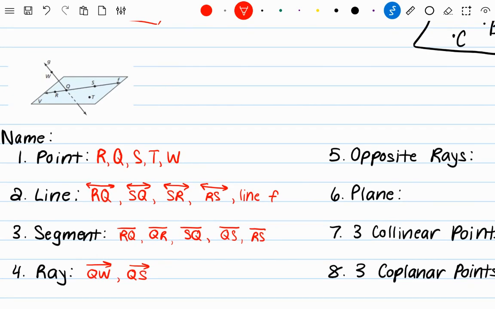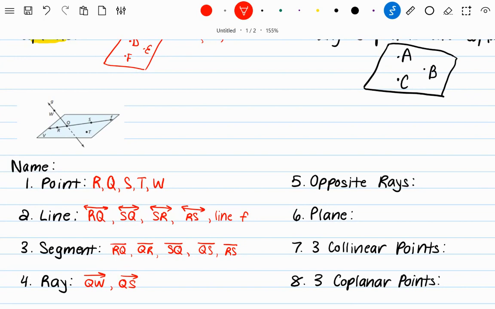Opposite rays are 2 rays that share a common endpoint and they create a line. So let's say I have Q be the common endpoint. Then one ray could be QR, and the other ray can be QS. Notice that I cannot do QW with QR because QR and QW do not form a line together.